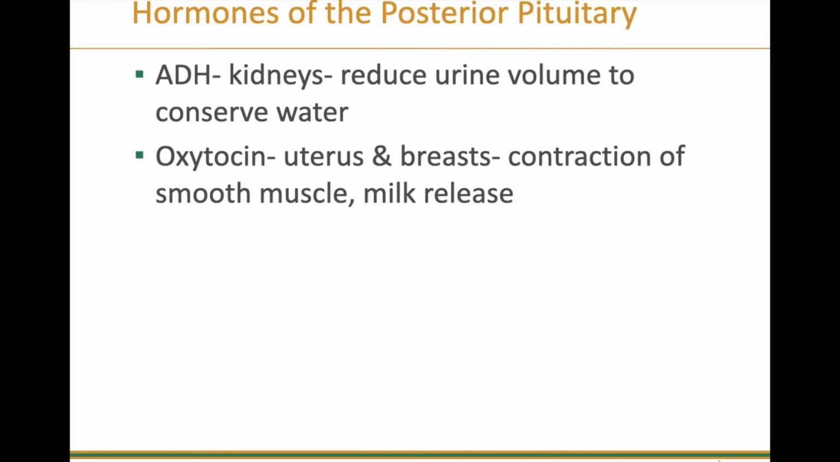Then the posterior pituitary, we have ADH, or antidiuretic hormone. It goes to the kidneys, and it's going to reduce the urine volume to conserve water. So if you're not getting enough water in your diet, you'll release more ADH, and then you'll produce less urine. Oxytocin, its target is the uterus and breasts. So contraction of smooth muscle in the uterus to promote childbirth, and in the breasts, it promotes milk release.